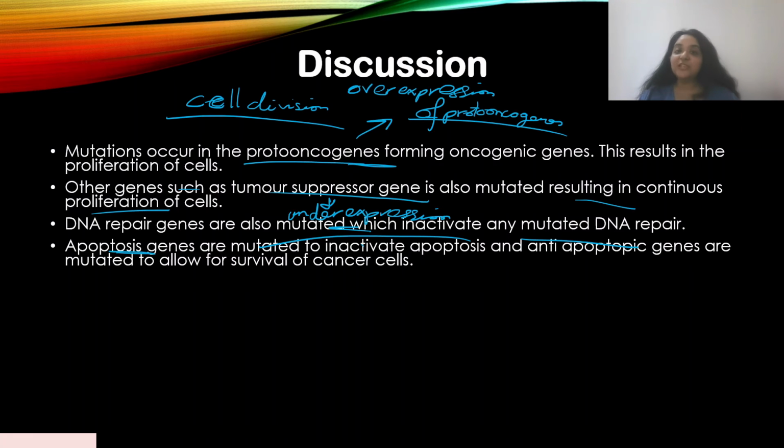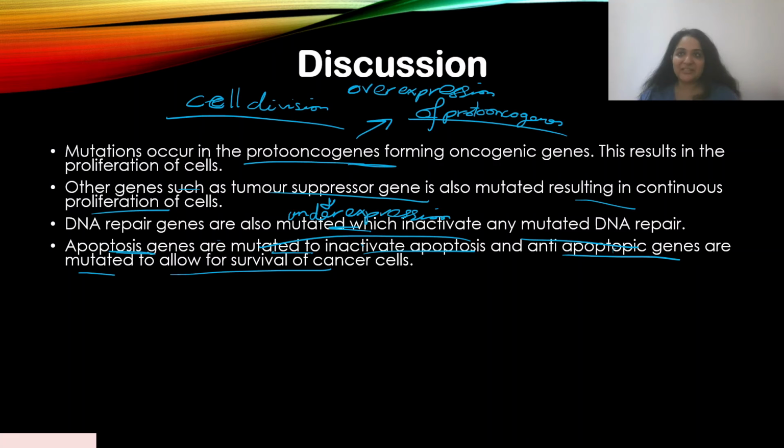But now there is mutation in that apoptotic gene. Okay, so what happens is the apoptosis genes are mutated to inactivate apoptosis. Okay, so now if that is also inactivated, what happens is it will allow the cell to live. Okay, so anti-apoptotic genes are mutated to allow for survival of cancer cells. Okay, that means the pro-apoptotic genes are mutated to inactivated, that means under expression, there's overexpression of anti-apoptotic genes. Okay, that means they don't allow the cell to even commit suicide. Okay, does not allow it to kill itself basically.